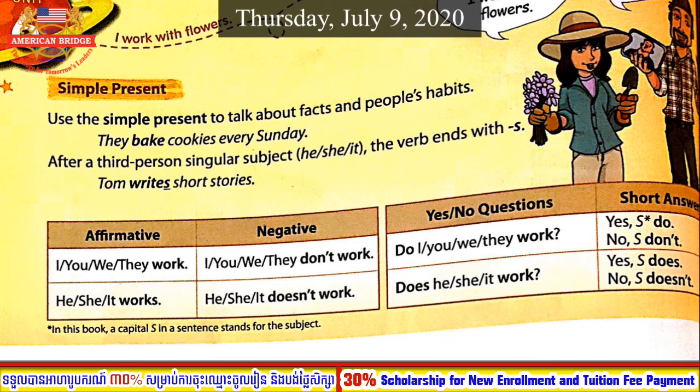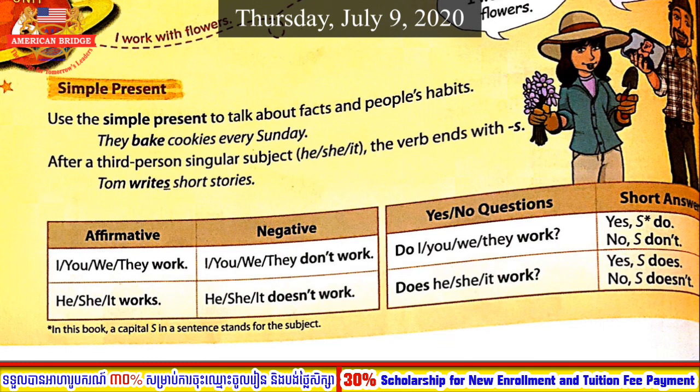Okay, so again, just review again, just wrap up again. We use simple present to talk about facts and people's habits. Habit, it is about things that you do every day. And then for the third person singular, you have to add s or es. Most verbs you have to add s, like play becomes plays, swim becomes swims, sing becomes sings, dance becomes dances. But some words you have to add es. Example, the word watch becomes watches, brush becomes brushes, teach becomes teaches.